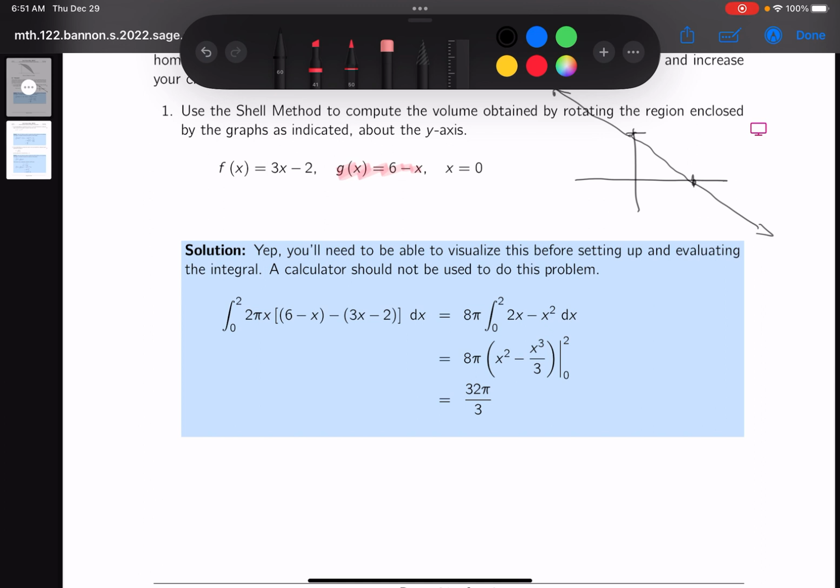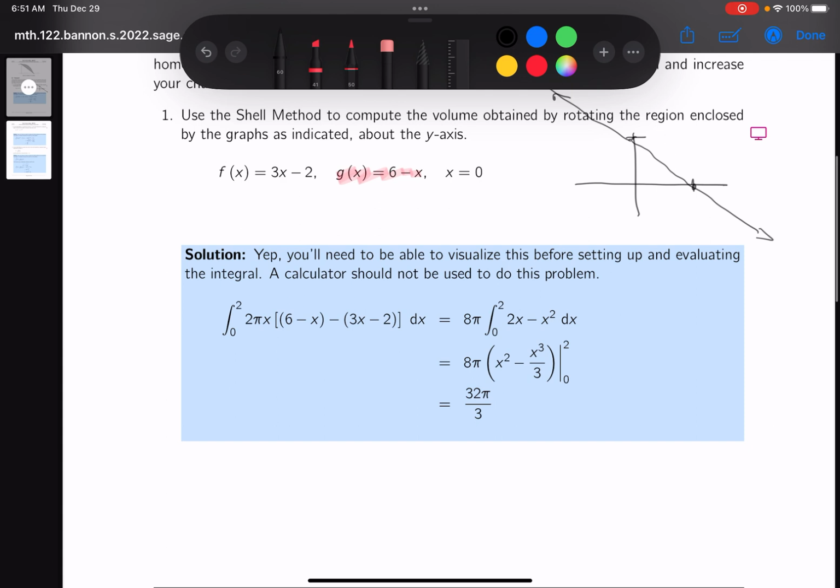X equals 0. Well, that looks like this over here. All right, so x equals 0. And this line over here is y equals 6 minus x. All right, let's do the other one.